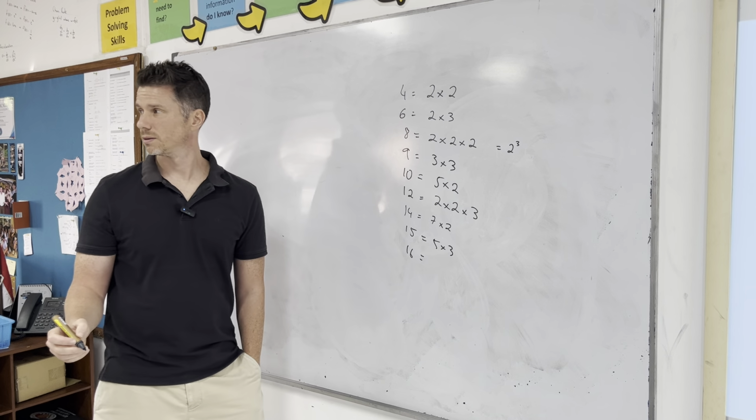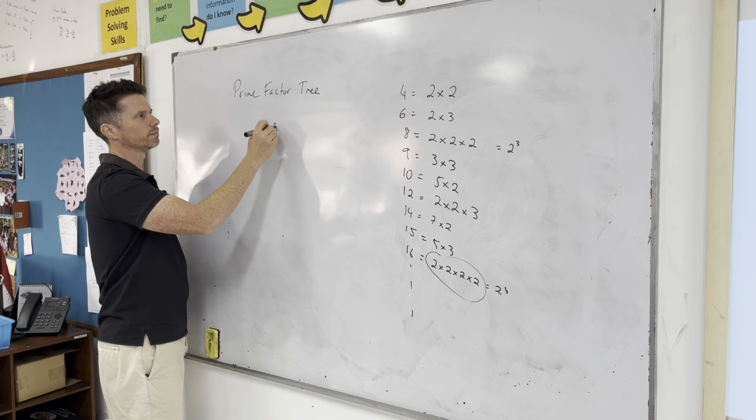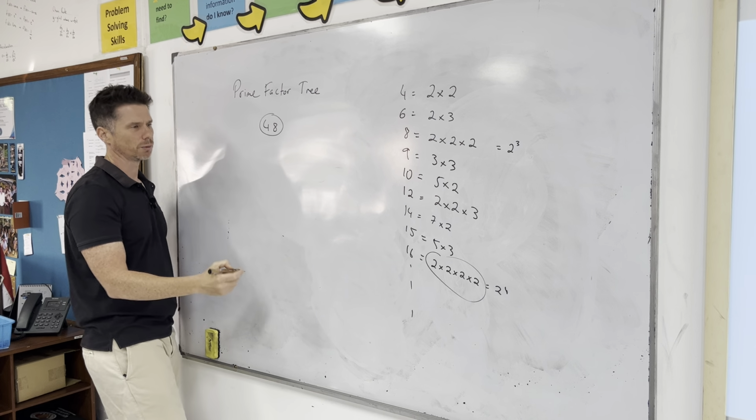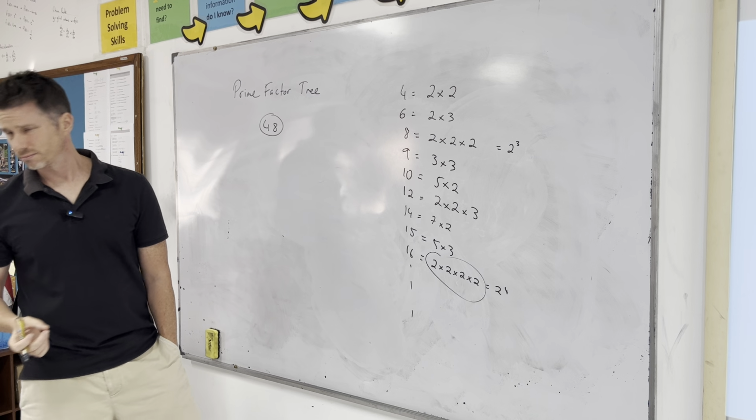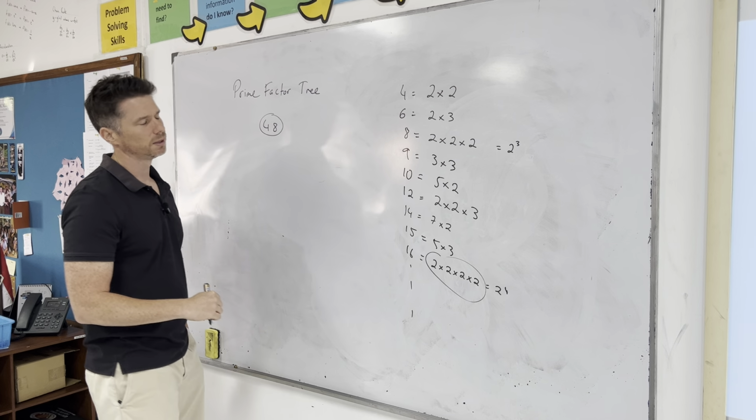To do this with larger numbers, we use something called a prime factor tree. Which helps us get to a result like this without having to overthink it. So if I have a number like 48, and I want to write it like this, this is called product of its prime factors, because product means to multiply. Factors means numbers that divide in. So product of prime factors.